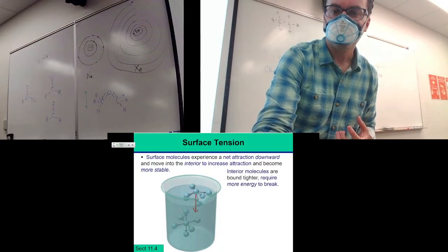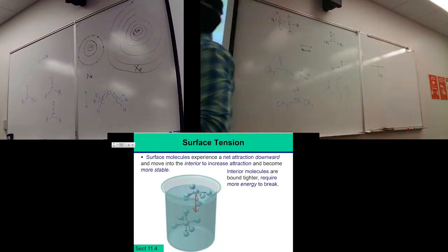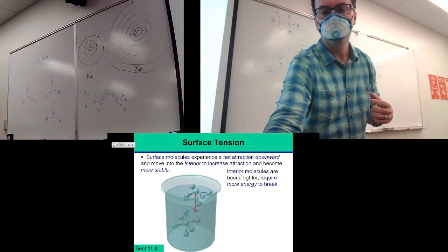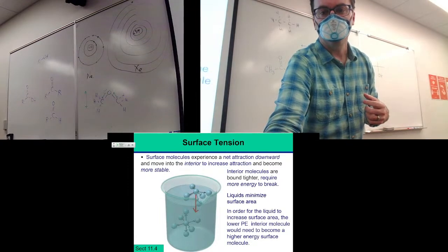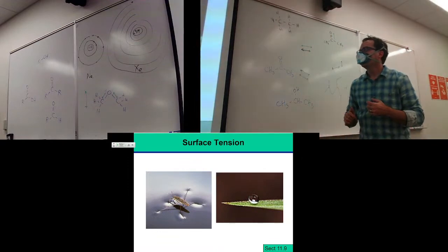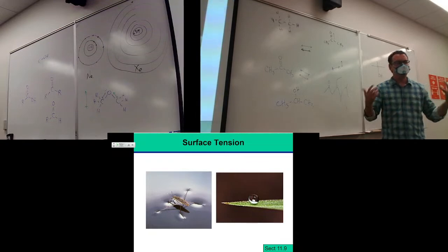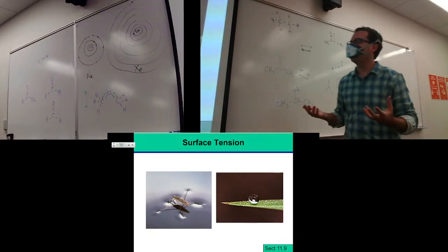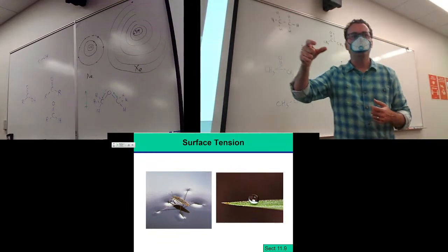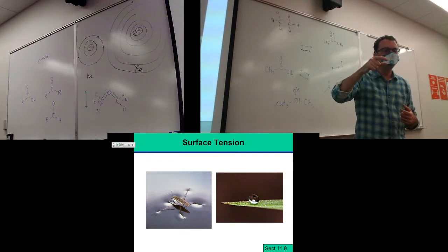So the stronger the IMFs, the stronger the surface tension is going to be. And that's where we get these water skippers and dewdrops, because water has very high IMFs, and so it's going to have large surface tension. You can balance a paperclip on a pool of water because the paperclip is light enough.